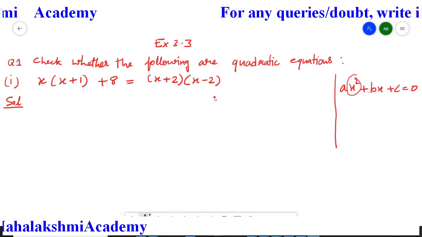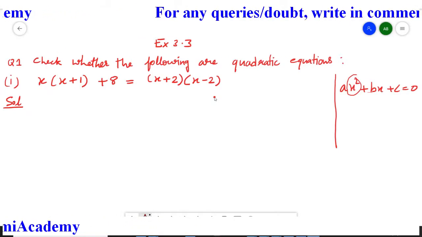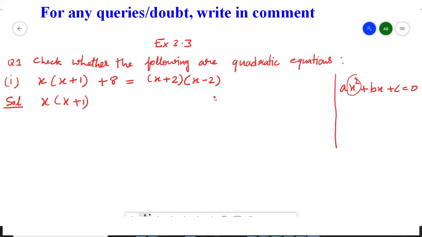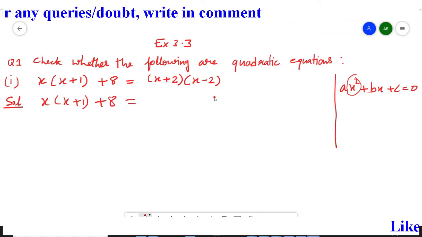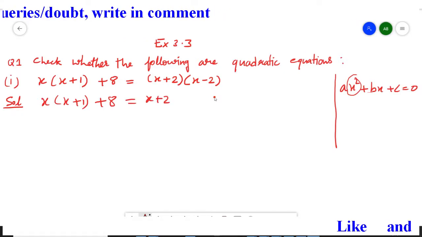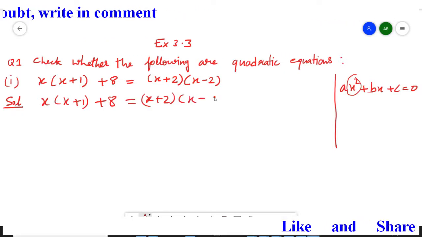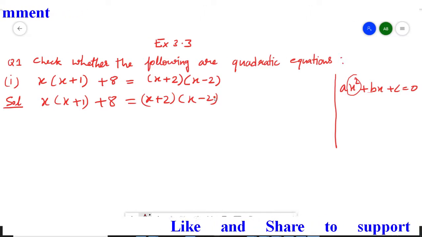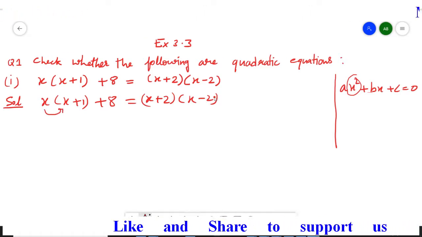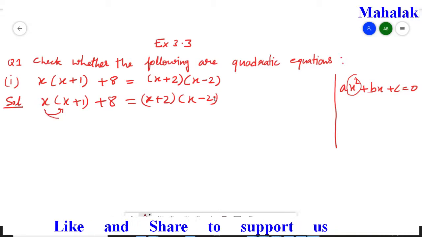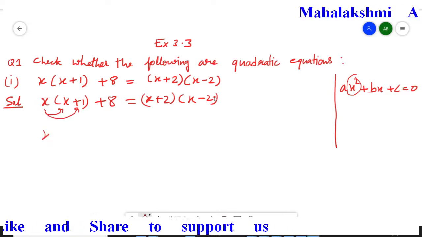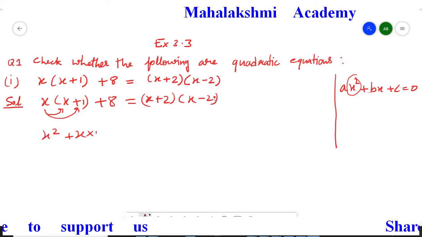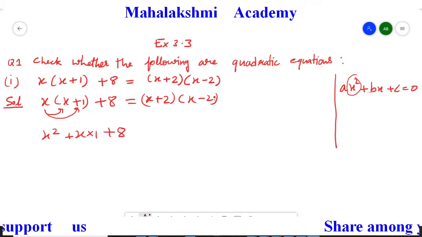So we'll start to solve this. The equation which is given to us is x bracket x plus 1 plus 8 is equal to bracket x plus 2 bracket x minus 2. So we'll open it. When we open this bracket, this x will multiply by both, so by x also and by 1 also. So it's going to be x square plus x into 1 plus 8 as it is.